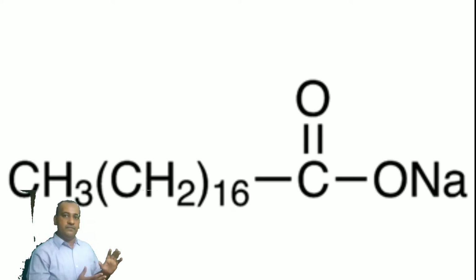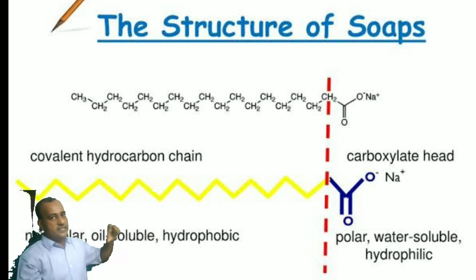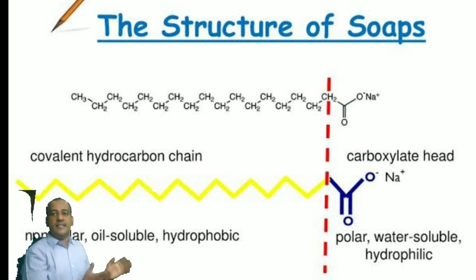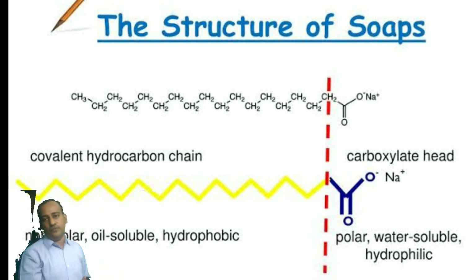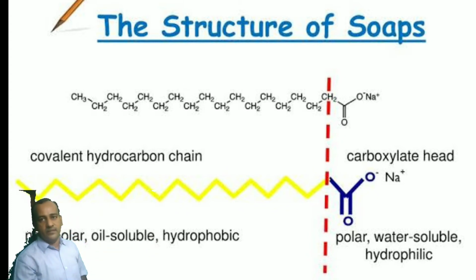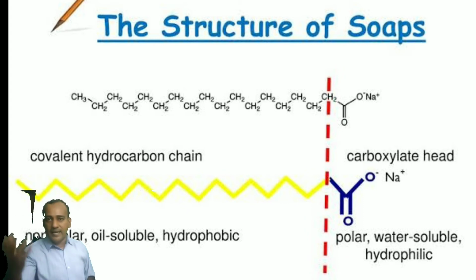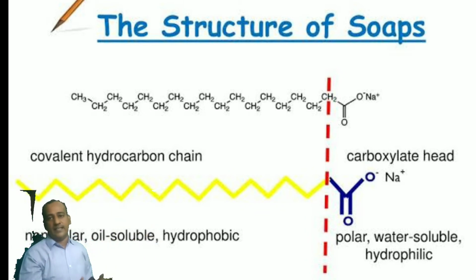So sodium stearate has CH3, then 16 CH2 groups, then COONa. The CH3 and CH2 groups have no ionic charge, so it is called the non-polar group. COO minus Na plus has poles, so it is called the ionic end. So sodium stearate, or the soap, has two ends: one is the non-polar end, and the other one is the polar end.